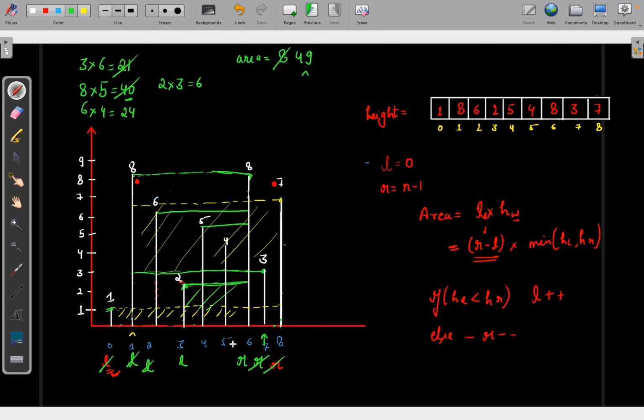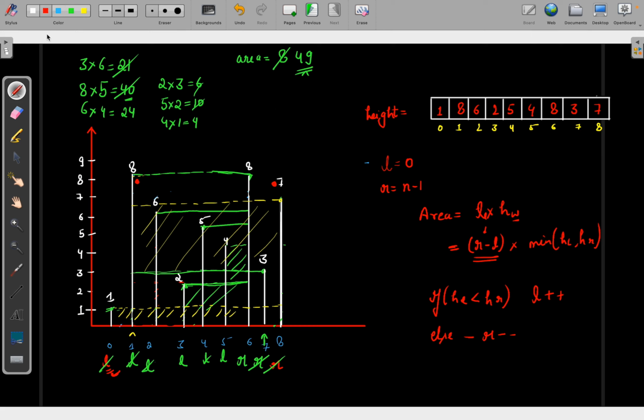I will get 5 into 6 minus 4, that is 2, so 10, which is again not greater. Again this is responsible, so I will move this one from here to here. I will get this much height, and the area I am getting is 4 into 1, that is 4, again not greater than 49. So 49 is the maximum area.